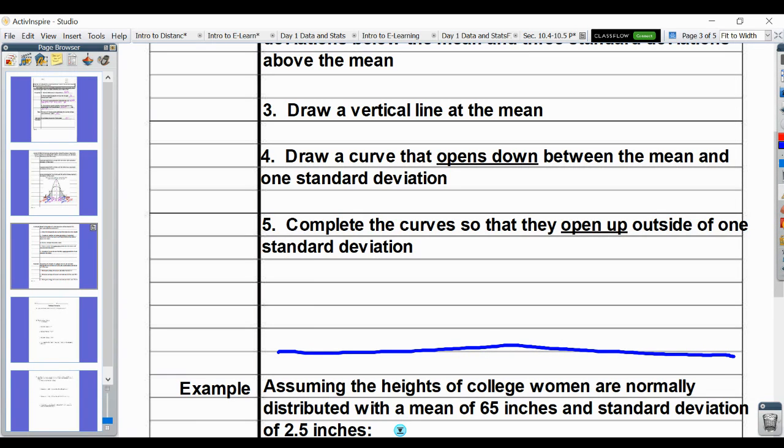I'm going to put the mean, or mu, right in the middle. It was given to us that this mu is 15, and then the standard deviation is 3. So we need to make room for 1, 2, 3 standard deviations above the mean, and 1, 2, 3 standard deviations below the mean.